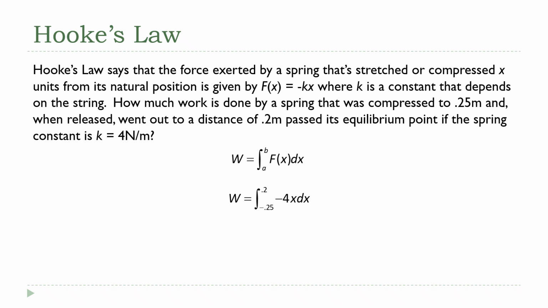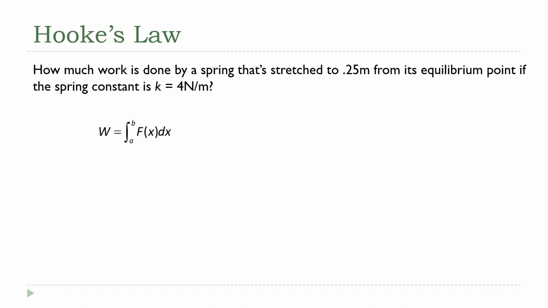This is a pretty straightforward integral. The antiderivative here is negative 2x squared, and we're going to evaluate that from negative 0.25 to 0.2, and it comes out to about 0.045 joules. Okay, straightforward example, right? Let's take a look at another situation.